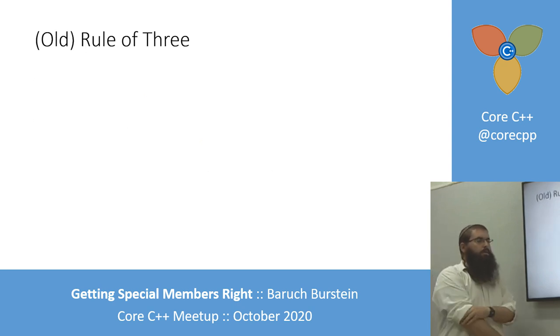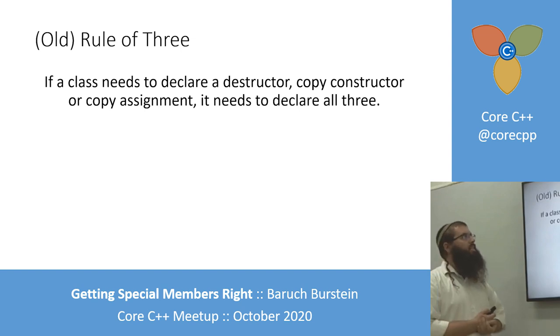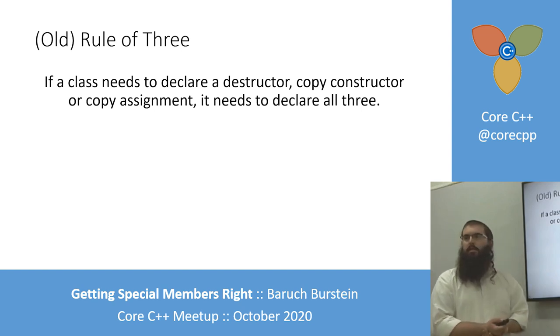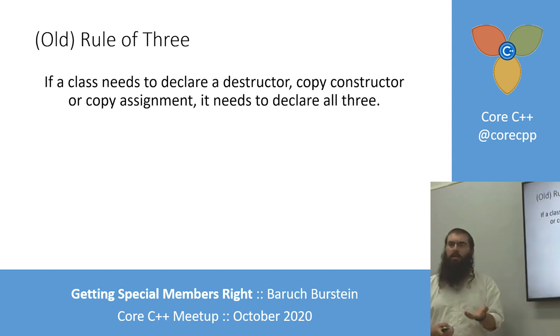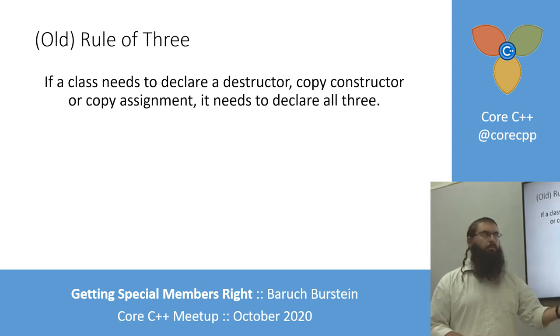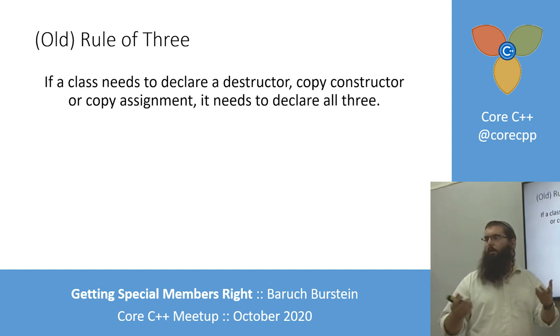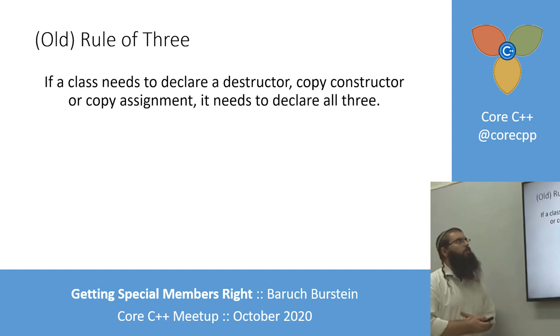Okay, the rule of three, which I'm sure many people have heard of, now we're going to get to, as we said, the other five, which are all grouped together. So this is the old rule of three, pre-C++11, and it is still partially true, as we'll see. The rule said if a class needs to declare a destructor, a copy constructor, or a copy assignment, it needs to declare all three. Since if it has to declare any one of them, it is probably managing a handle, pointer, whatever it is, copying such an object, and it releases it in the destructor. And if we rely on the default copy operations, we will end up double deleting or double freeing or double whatever the appropriate verb is.